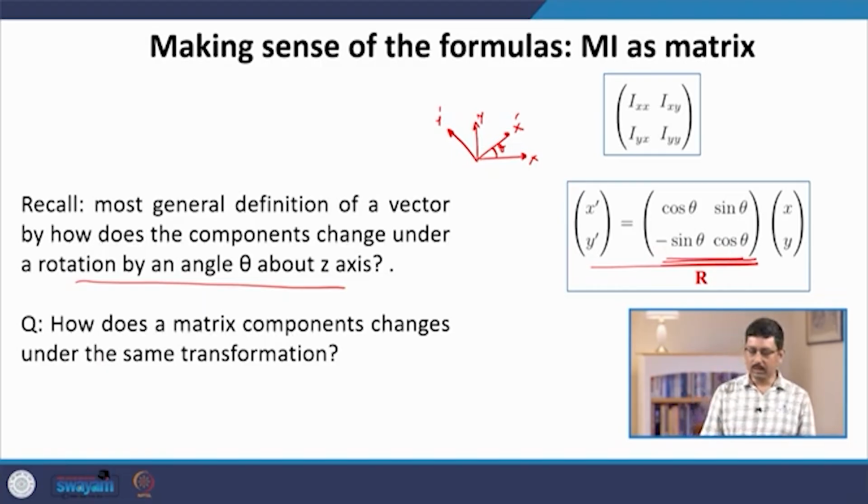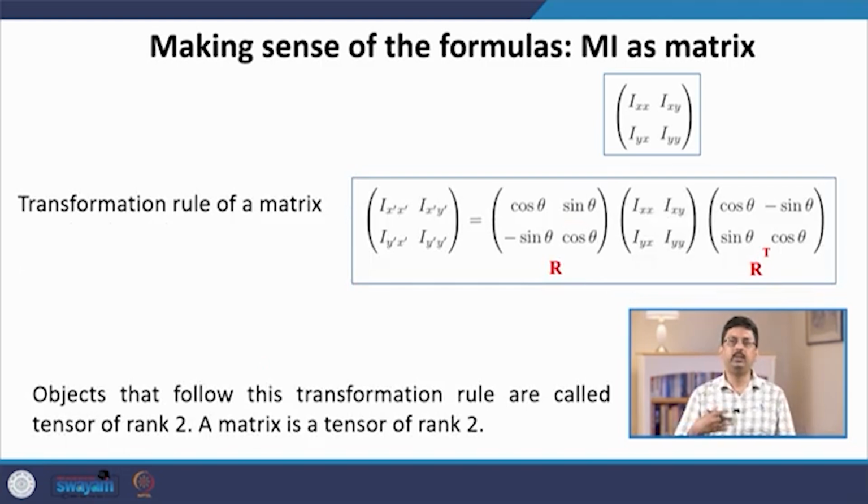So, this is about the vectors which can be represented by a column vector. Now, what about a 2 by 2 matrix? How does a component of matrix change under the same transformation? Here I am just going to state the rule, and this rule is particularly easy to remember. You take your 2 by 2 matrix, and you multiply on the left by this same rotation matrix R, which is a function of theta, and from the right hand side by the transpose of the rotation. This is called the rotation operator.